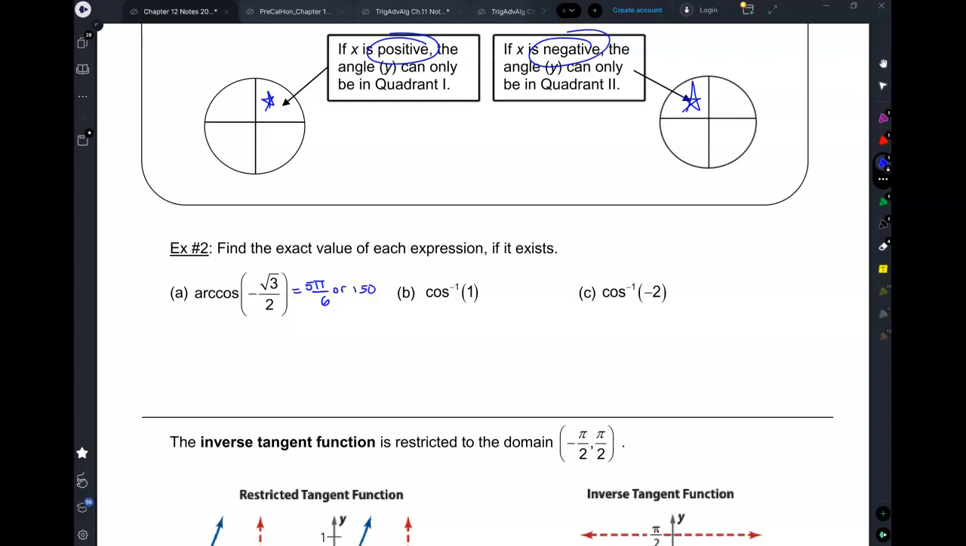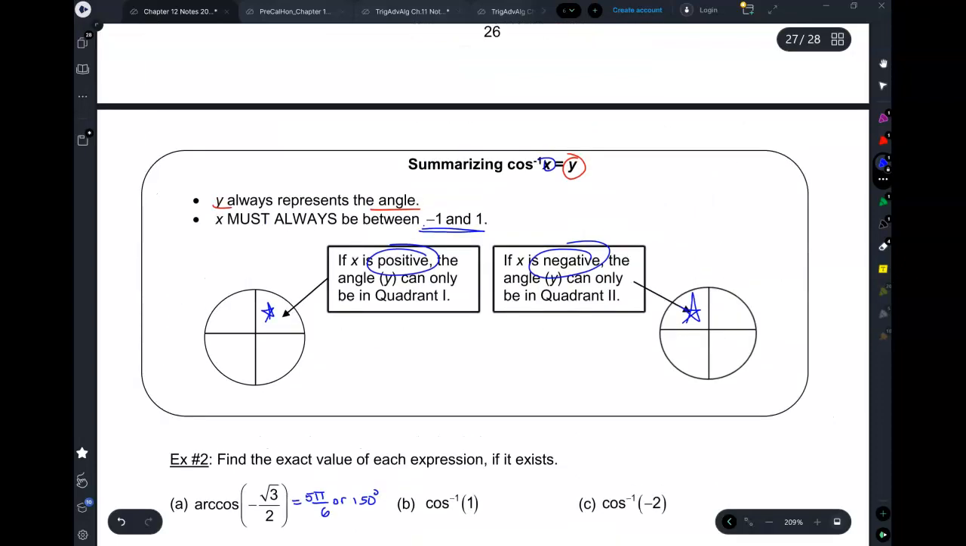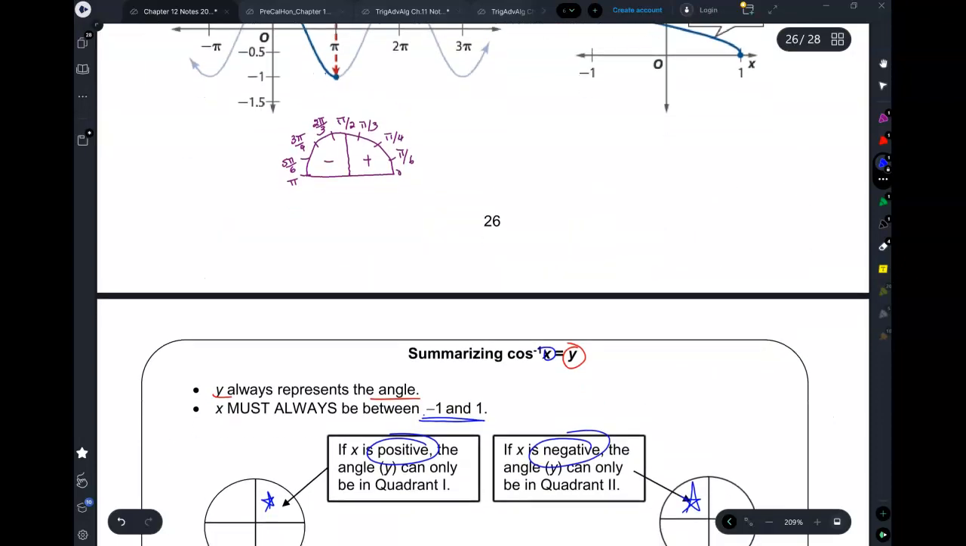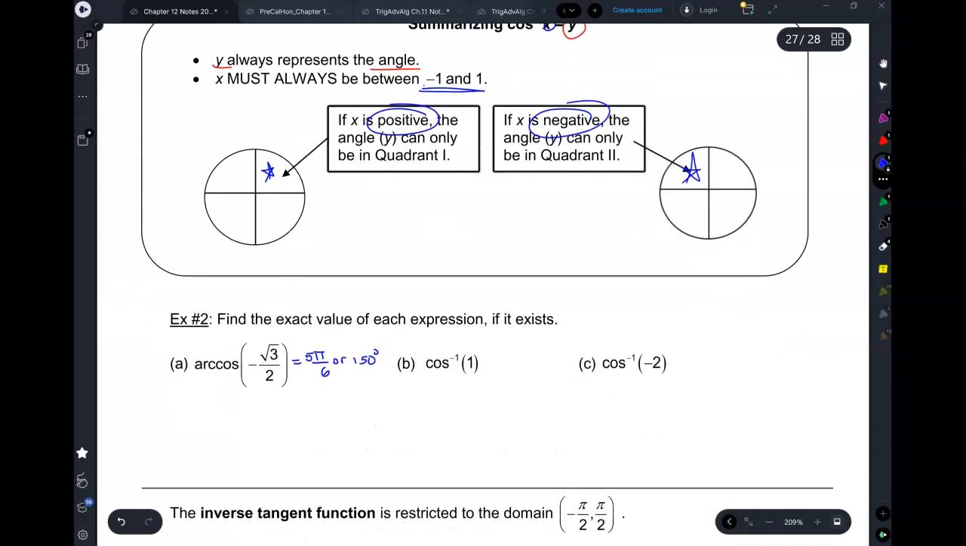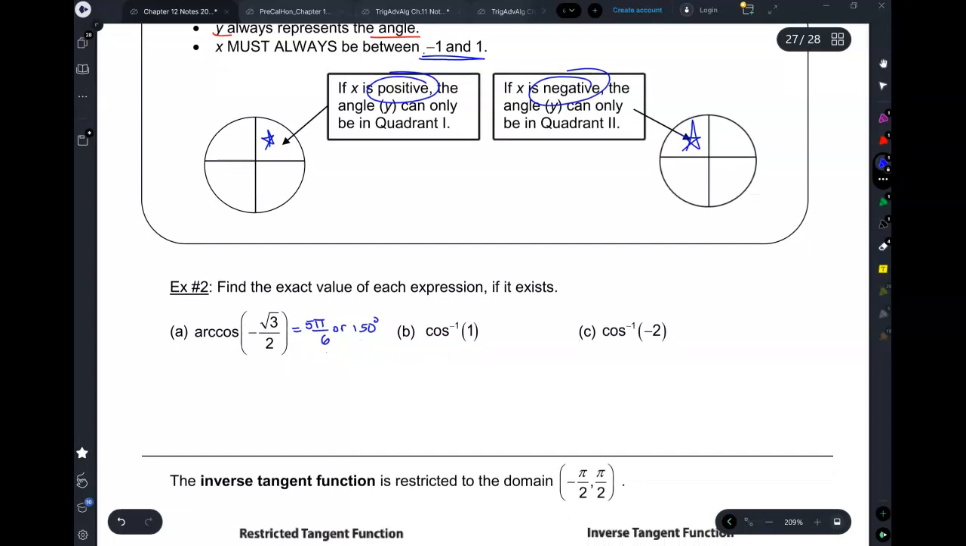Now, cosine is also negative root 3 over 2 at 7 pi over 6. But that's not part of my domain, so I can't use that. You see that? There's only one answer possible. If it's positive, from here. If it's negative, from here. If it was positive, then it would be pi over 6. Pi over 6, correct.